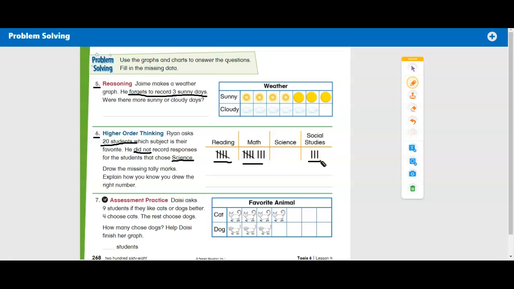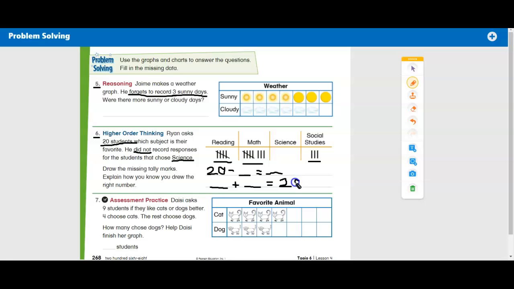Once you find that number, you can either subtract it from our total number of 20, 20 minus the total number you got when you added together the tallies, and that would be your answer for science. Or you could take the total number of tallies that you counted and see what number you would need to add to it to get 20.